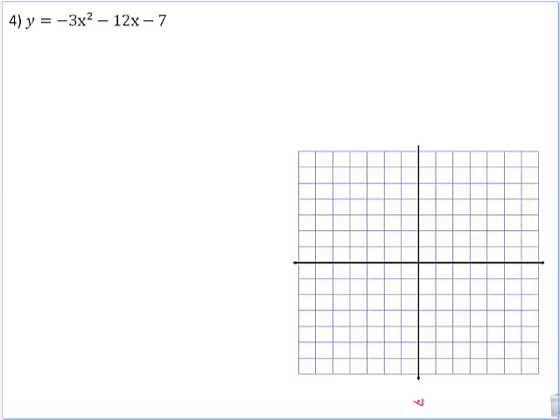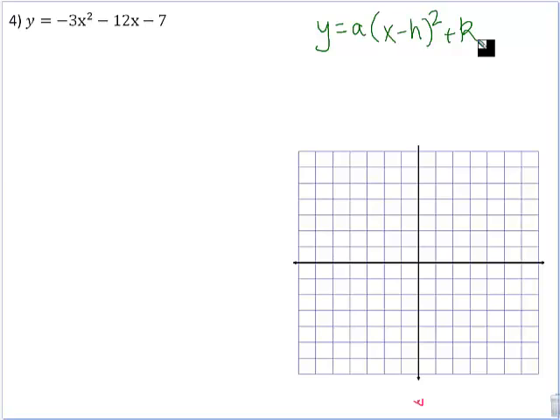Y equals negative 3x squared minus 12x minus 7. So first off, we have to decide which standard form we will get this into. Should it be a y equals or an x equals? Y equals. So our standard form that we want to get it into was y equals a times x minus h squared plus k. Okay, so what are we going to have to do first in order to try to get this into that form?